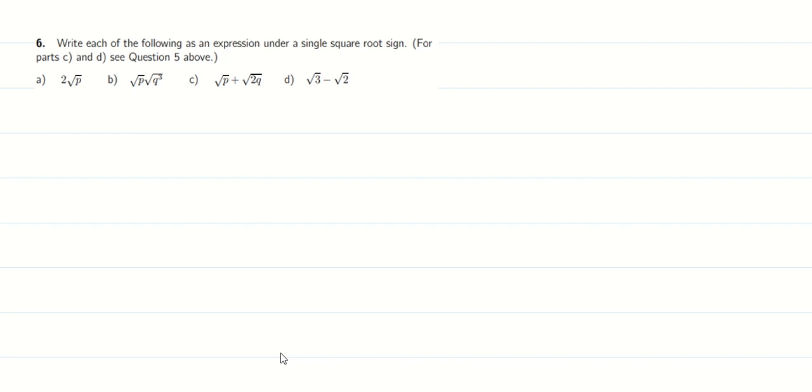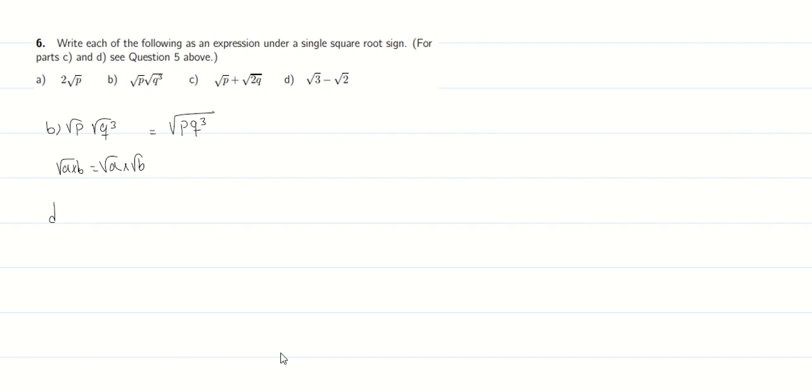So in this question, we want to write each of the expressions under a single square root sign. Let's start with b. We have the square root of p times the square root of q cubed. Based off the product rules on the square roots, we know that the square root of a times b would be equal to the square root of a times the square root of b. And we can say on this question our a is equal to p and our b is equal to q cubed. So we can write this as the square root of p times q cubed.